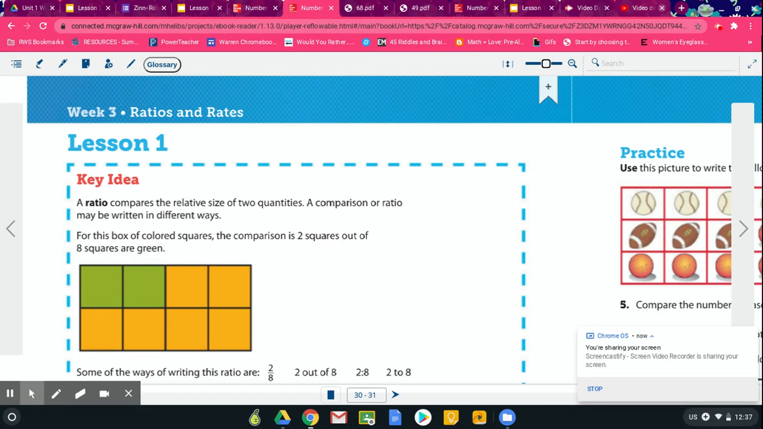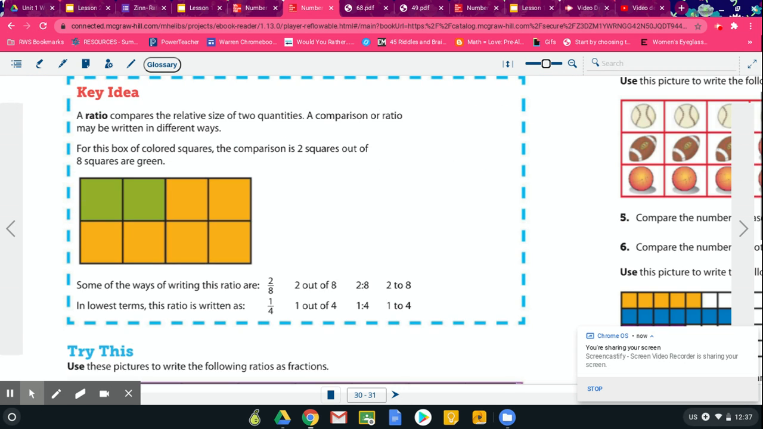This lesson is going to go over ratios. So your key idea is that a ratio compares the relative size of two quantities. A comparison or ratio may be written in different ways. For this box of colored squares, the comparison is 2 squares out of 8 squares are green.